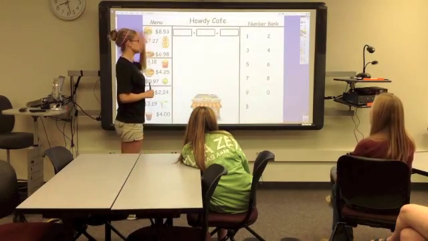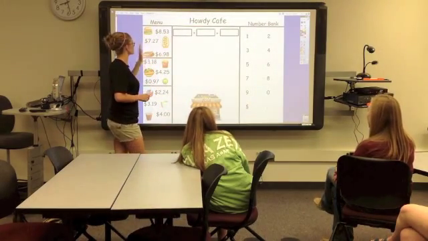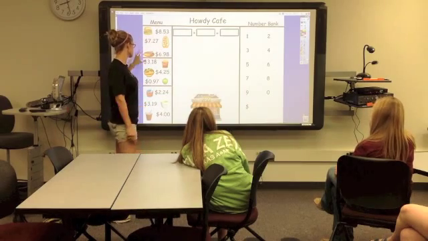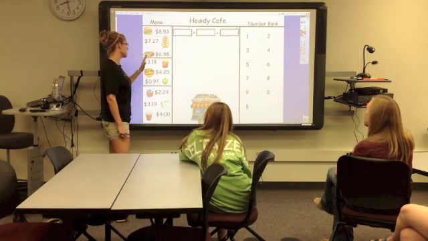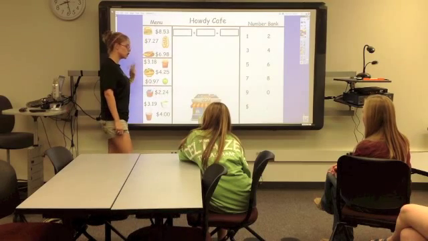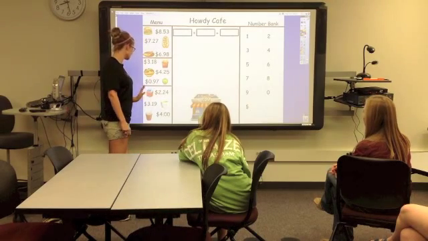All right, guys, now I'm going to introduce you to Howdy Cafe. We're at a restaurant where we have a hamburger, a hot dog, and a piece of pizza as an entree. We have a side choice of fries, salad, and an apple. Or we have a drink choice of juice, coffee, or soda.